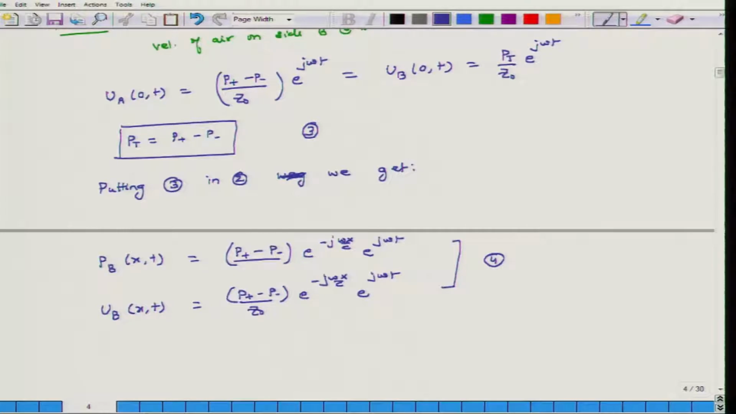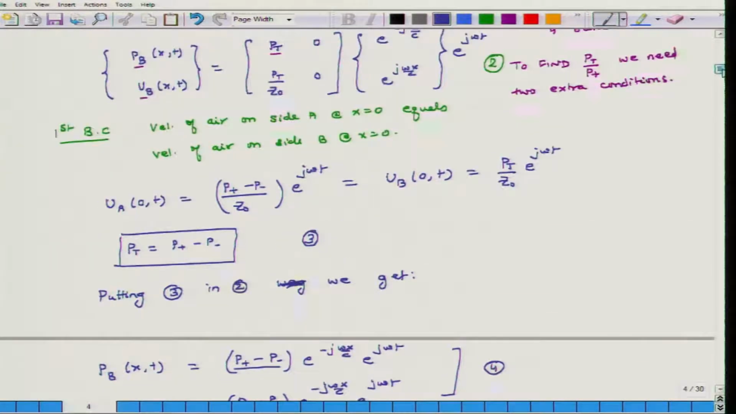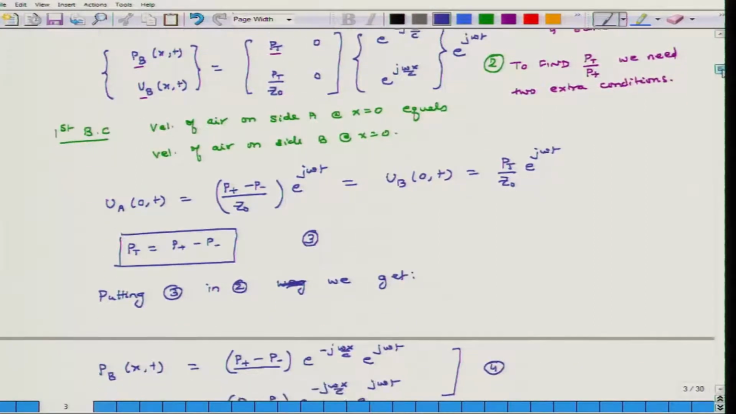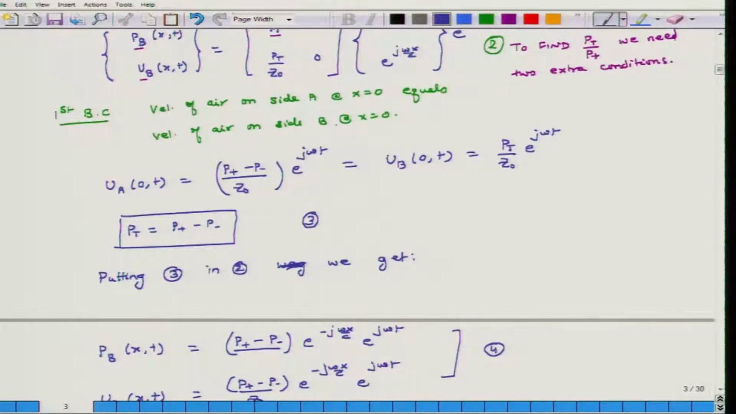So, at this stage, what we have done so far is we have developed our equations for complex pressure and complex velocity, and to those we have applied the first condition at the boundary, that velocity on the right side is the same as velocity on the left side, equated these two, and in that way I could develop a relation between PT, P plus and P minus, and using that I have modified or reframed the expressions for pressure and velocity on side B.